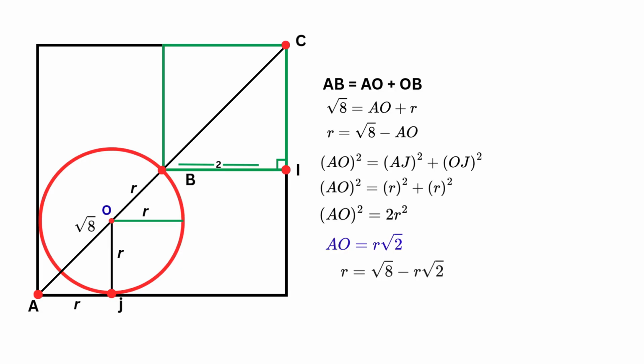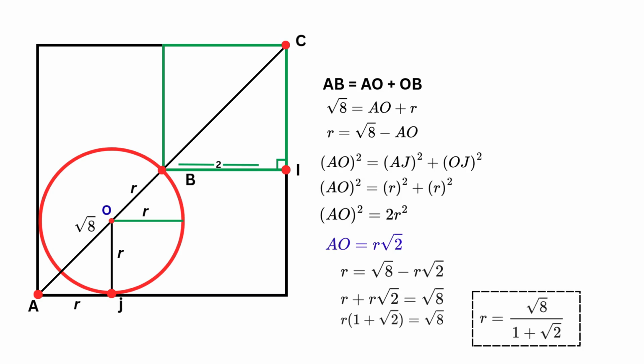Move this to the left side so it becomes R plus R times square root of 2 equals square root of 8. Taking R common, it becomes R times (1 plus square root of 2) equals square root of 8. Or R equals square root of 8 divided by (1 plus square root of 2). And this is the exact value of the radius of the circle. Also, the approximate value is 1.17 meters.